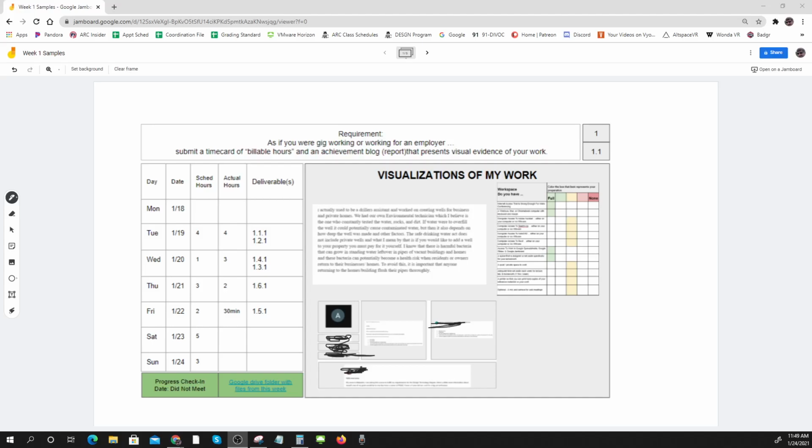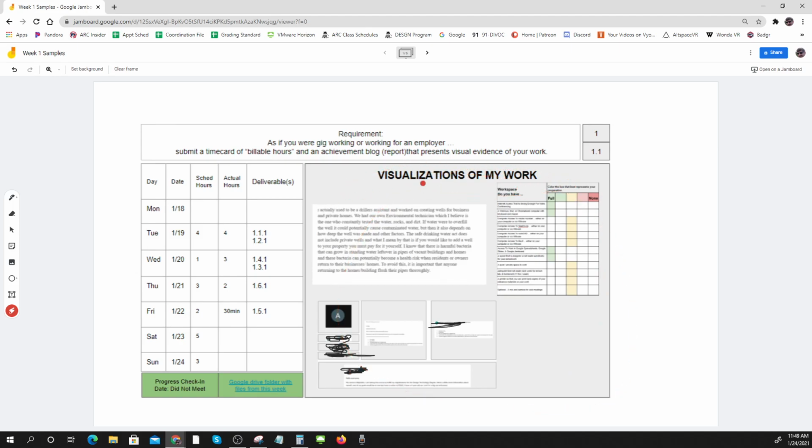A number of people had consistent questions across the submittals for week one in both Design 320 and 330. So I thought I'd put together a little bit of an example sheet, an example presentation to help you figure out how to complete or make your work a little bit better. The first place that had consistent questions or just left blank was visualizations of my work.